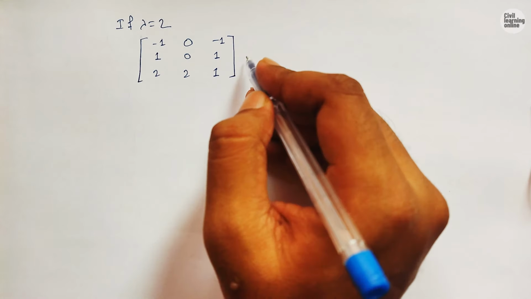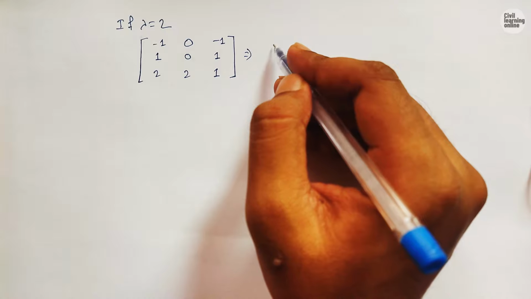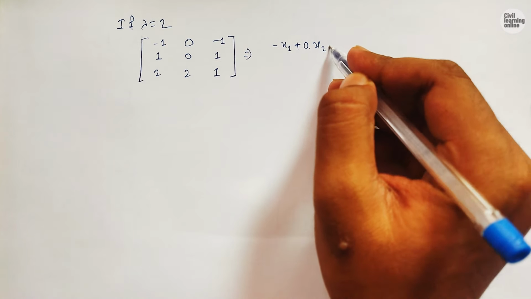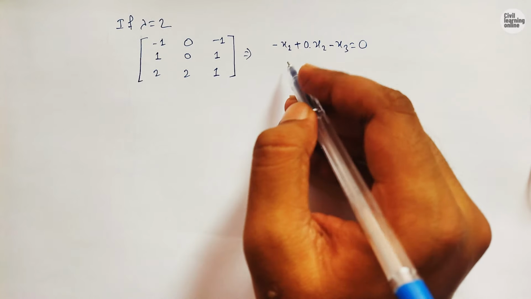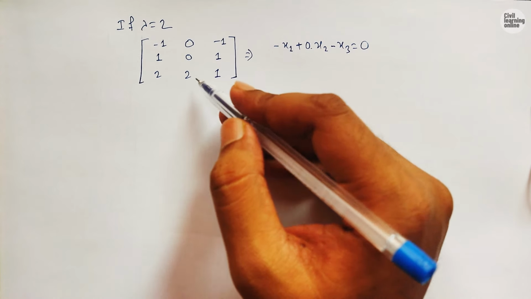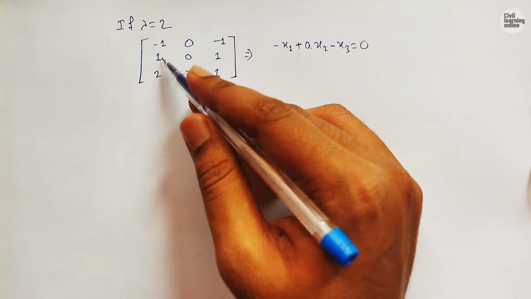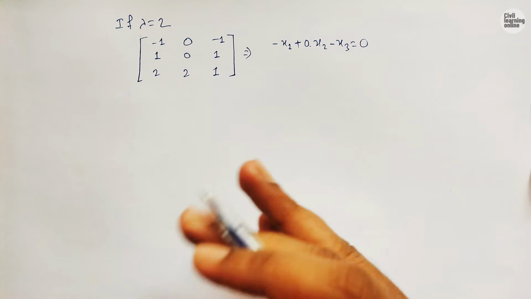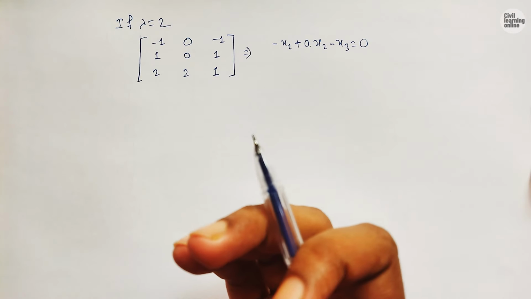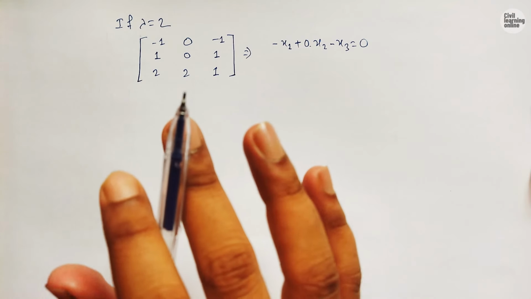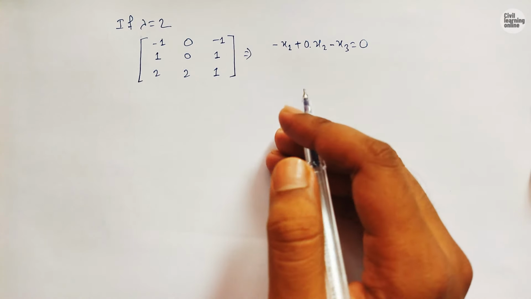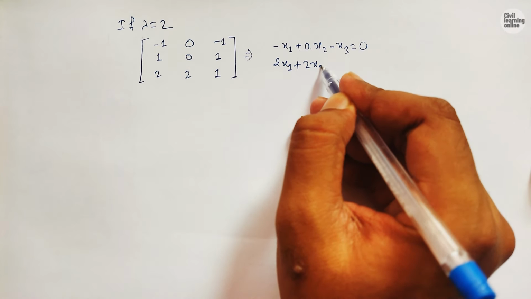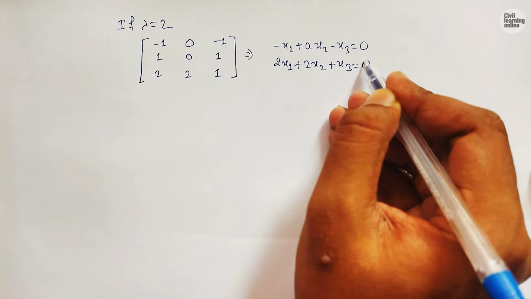So from here we could form equations like minus x1 plus 0 times x2 minus x3 equals 0. Similarly, this time I will take this equation, because on adding these two we will get 0. In that condition, when solving by Cramer's rule, we will get something divided by 0, meaning x by 0. In that case we would not be able to calculate the exact value, so this time we will take 2 times x1 plus 2 times x2 plus x3 equals 0.